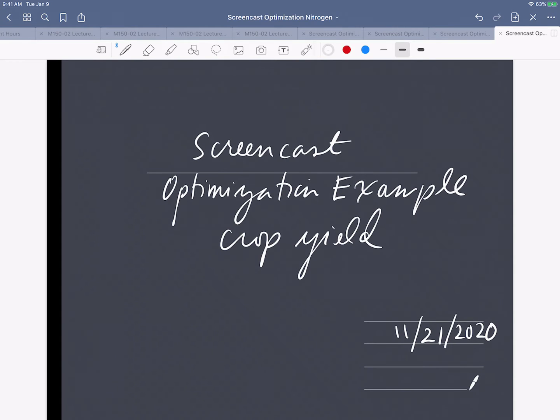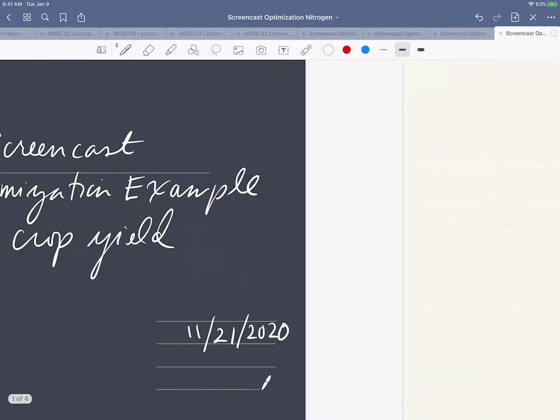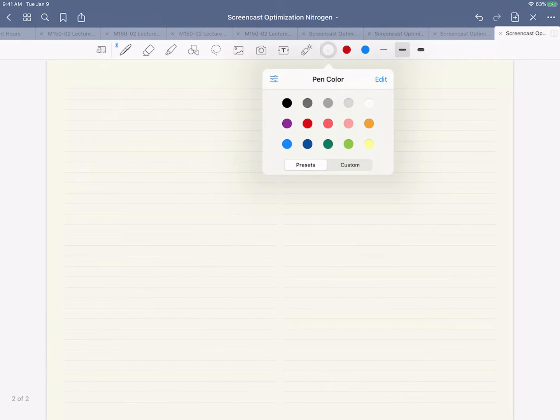Hey folks, here's another screencast, another optimization example I'm calling crop yield. Here's the statement of the problem.